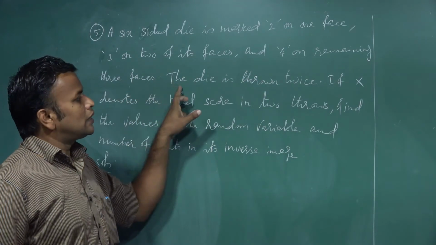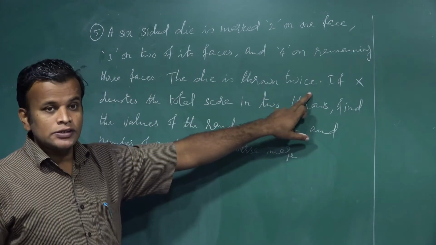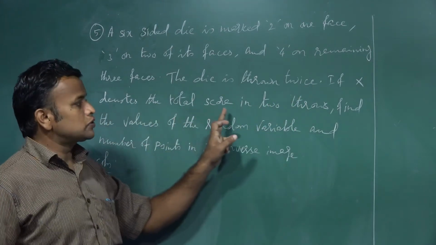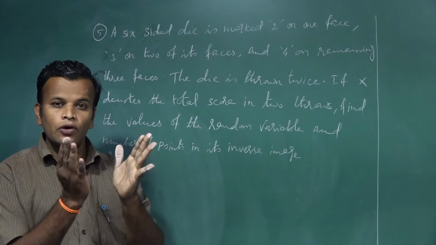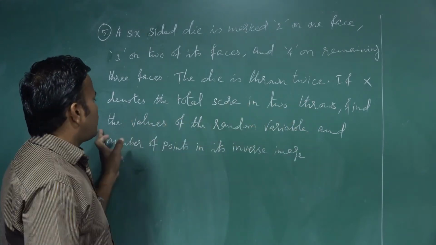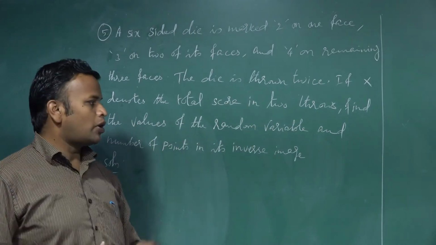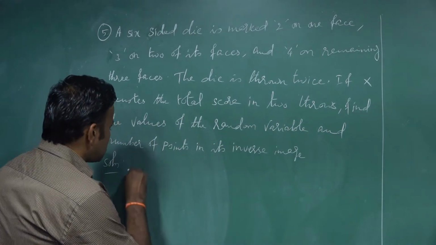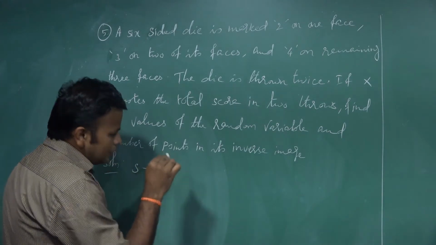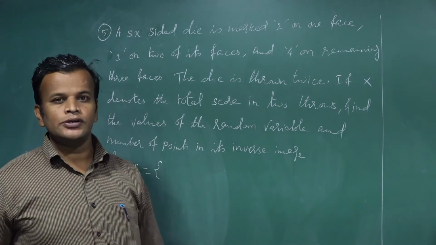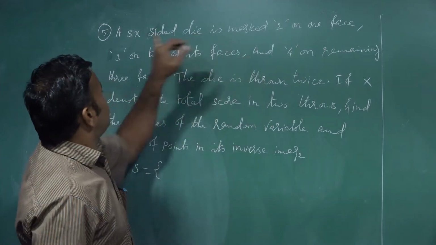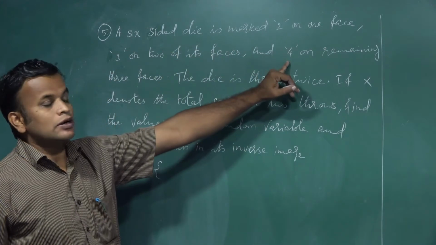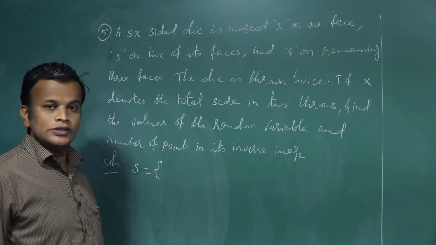The die is thrown twice. If X denotes the total score in 2 throws, find the values of the random variable and the number of points in inverse image. So first we write the sample space. Here a sample space of 36 is not possible, because 2 faces show 3 and 3 faces show 4. So what are the total outcomes?